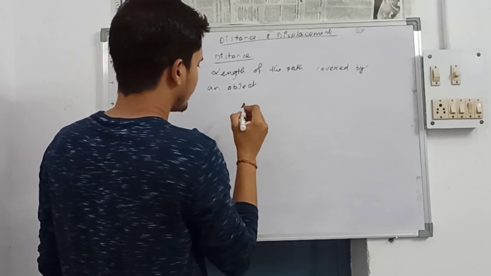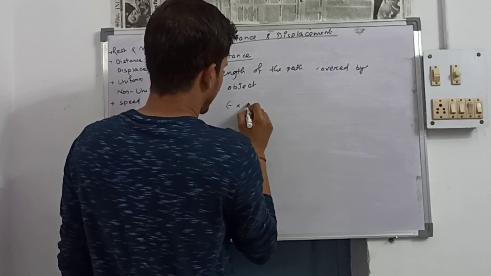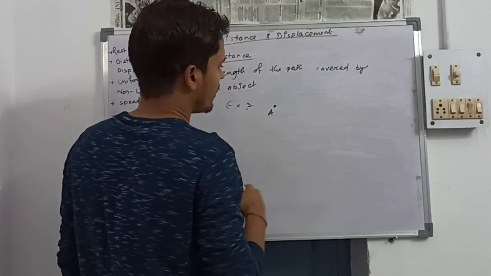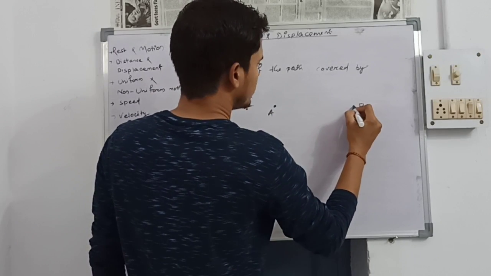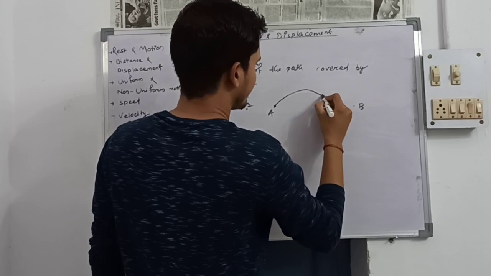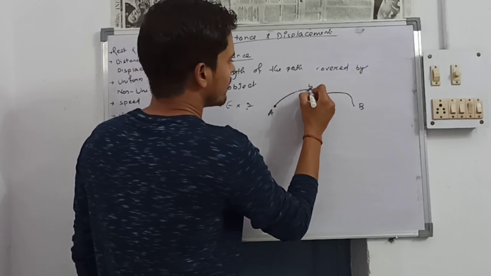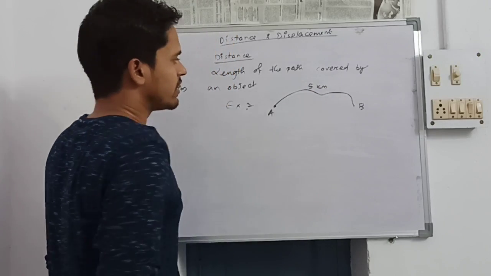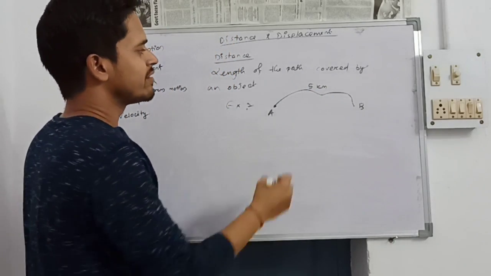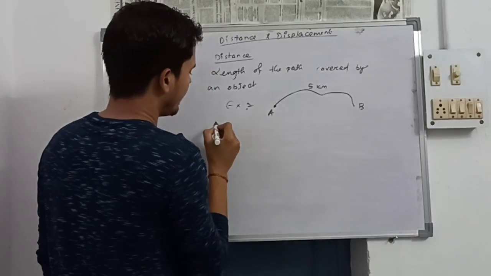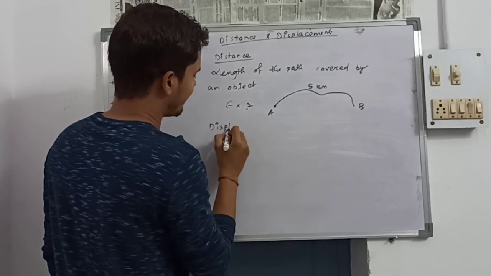For example, you started from this point to this point on this road, and this is 5 kilometers. Then the distance traveled by you is 5 kilometers. Yes, this is distance. Next we will come to displacement.